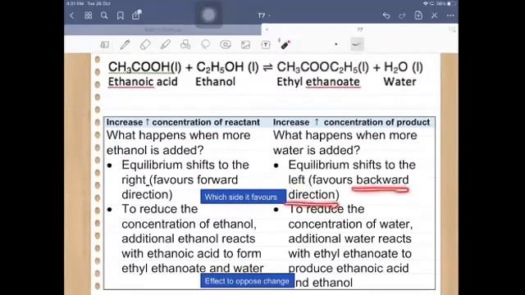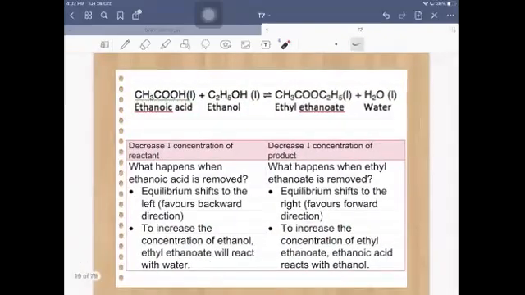So you can choose either one, whether you choose to talk about the shift of the reaction, or the forward and backward reaction. It's the same thing. The reason why the equilibrium shifts to the left is because we want to reduce the concentration of water. If you want to reduce water, you make sure that water is reacted. Water reacts with ethyl ethanoate to produce ethanoic acid and ethanol. So this is a reform. Water reacts with ethyl ethanoate, which is your ester, to reform your reactants.